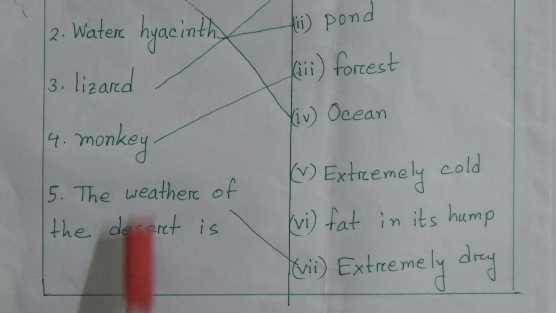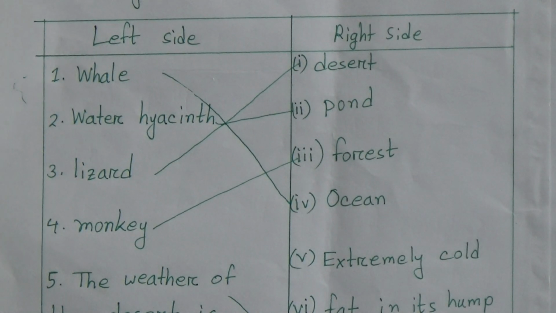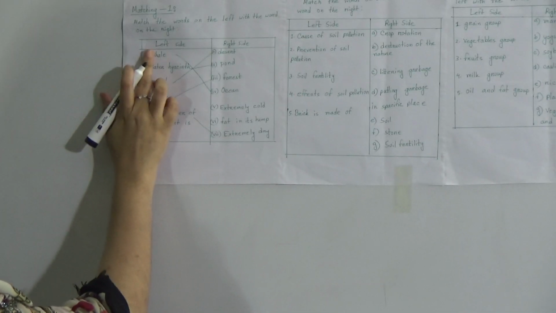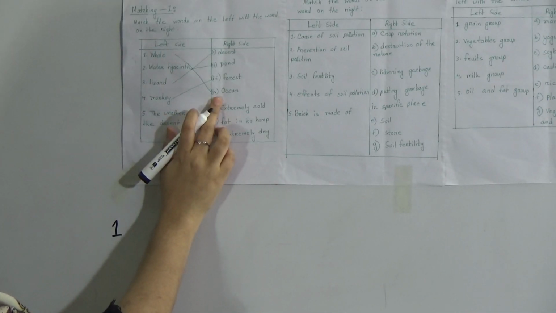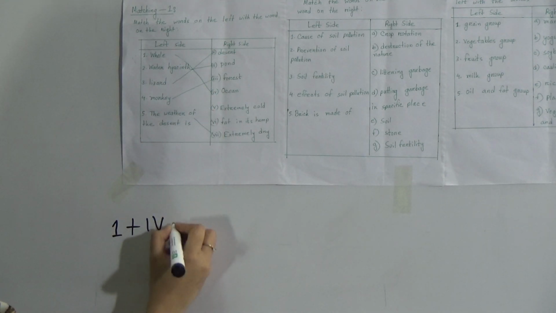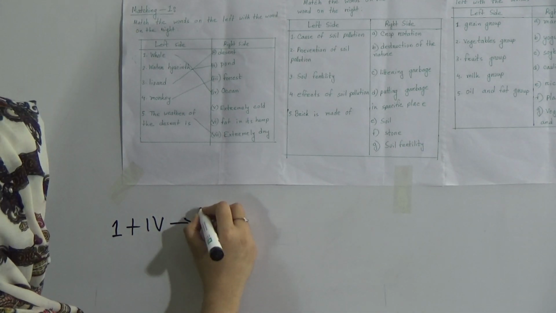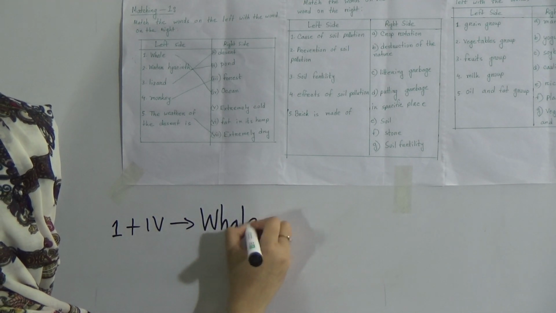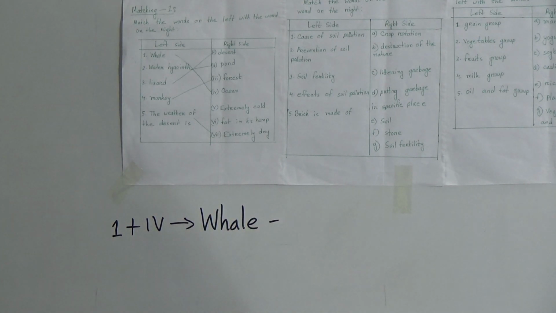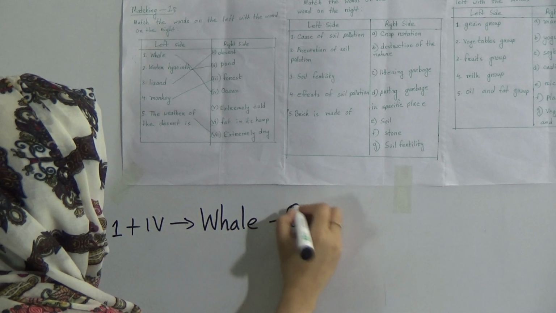And now how will you write this matching in your exam? I will show you. At first for 1 number, write 1. It will match with 4 number. Then we will write here 1 plus 4. Then we will write the left side word. What was the word? Will. And then put a hyphen here, and then write the right side word. That means ocean.